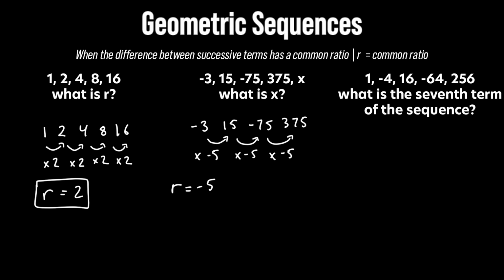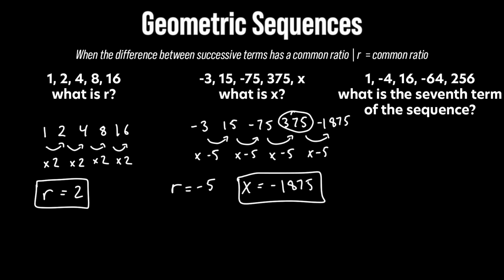Now using that knowledge, we can assume that the value after 375 is again multiplying by -5. So we're going to take the value 375 and multiply it by -5, and we're going to get a value of -1875. So our value of x is -1875.